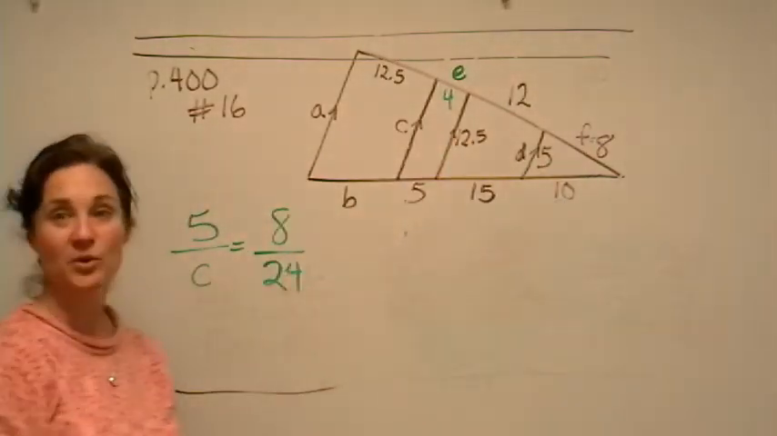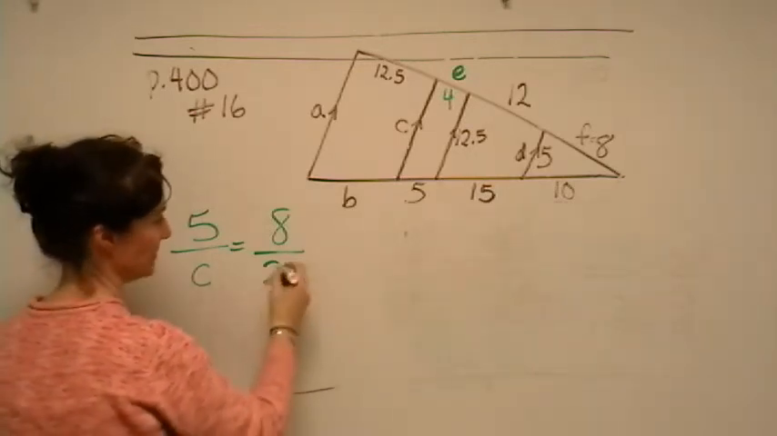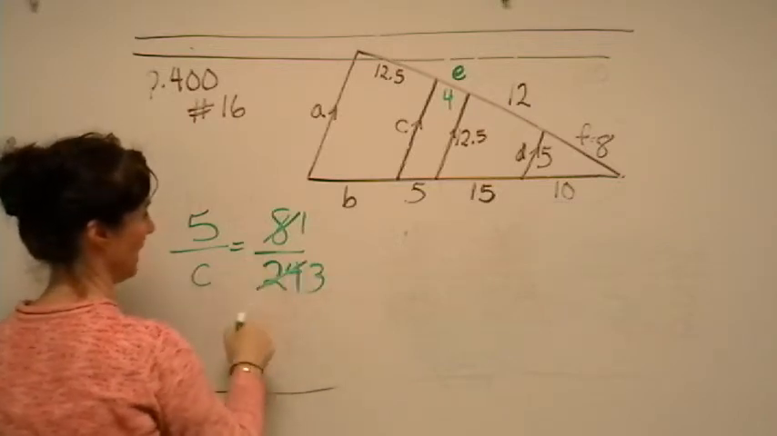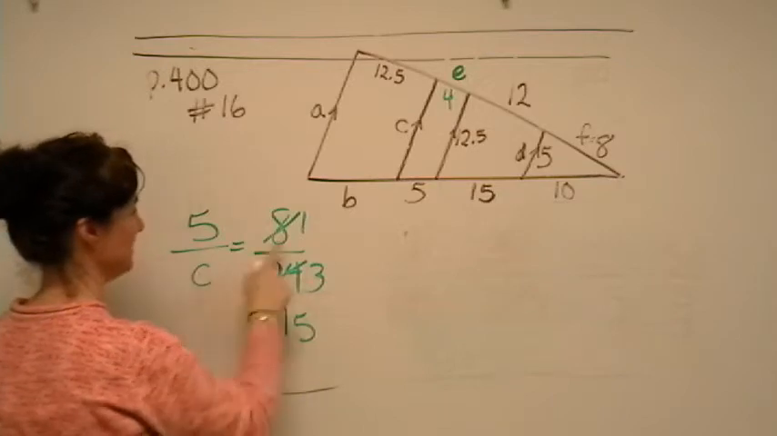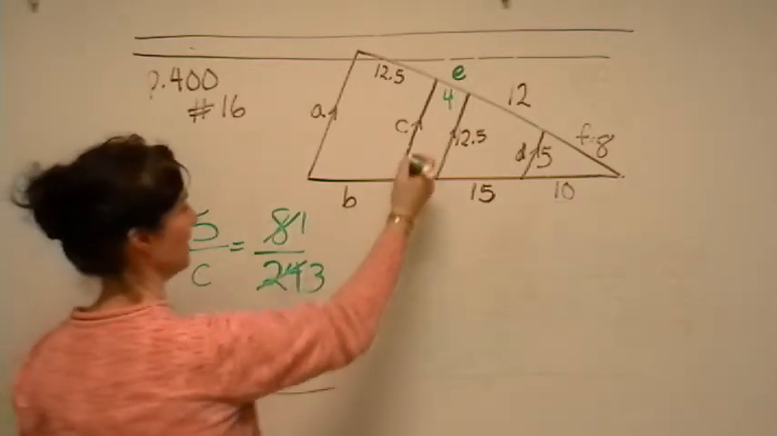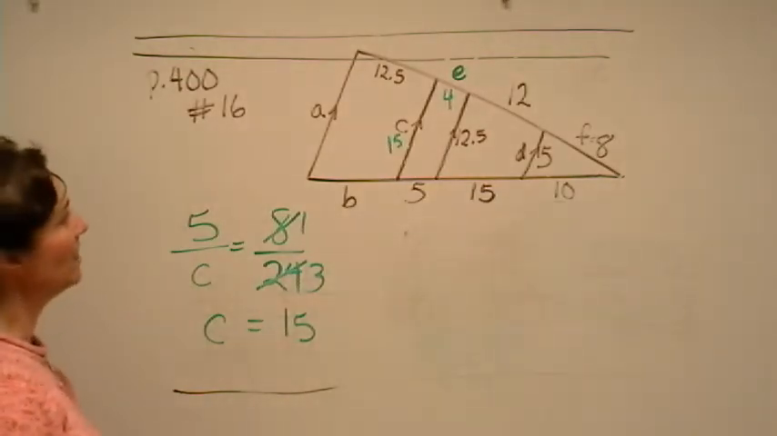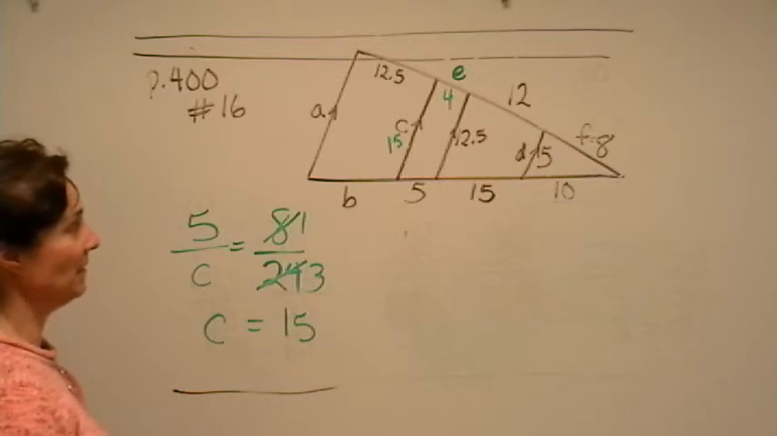Now, as I said before, you can always reduce it before you begin cross-multiplying. And since this can reduce into 1/3, dividing by 8, we get 5 times 3 is 15, and C times 1 is C. So we get 15. Okay, so now we can work towards finding A and B.